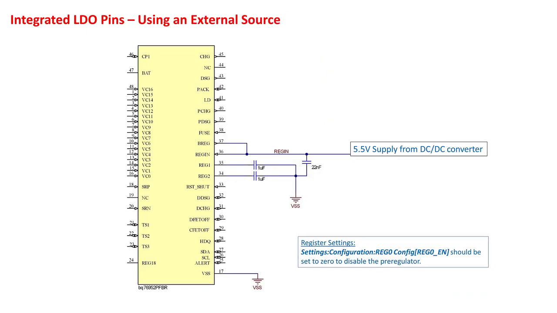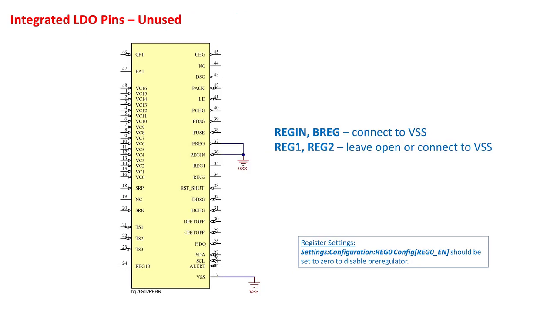If the Reg N voltage is available from another supply, such as an onboard DC to DC converter, BREG should be connected to Reg N. The internal pre-regulator should also be disabled in the Reg 0 config register. If the LDOs are not needed, then BREG and Reg N should be connected to VSS. Reg 1 and Reg 2 can be left floating, or they can be connected to VSS.